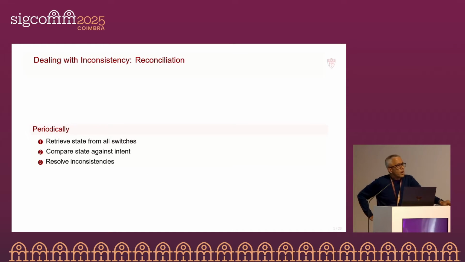Now, of course, there's a realization that it's very hard to do away with these bugs. And so many of these controllers have a procedure by which they can resolve these inconsistencies using a process called reconciliation. And reconciliation is this basic idea that you retrieve state from all the switches, you compare the state against the intent, and then you repair the inconsistency, right? And you do this periodically, and this works just fine.